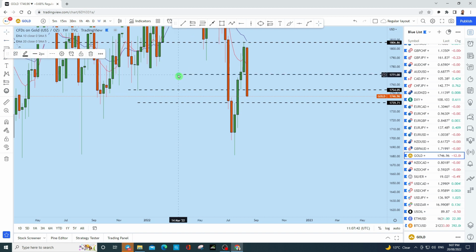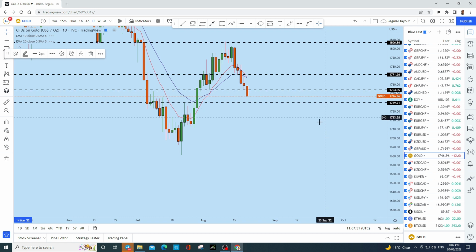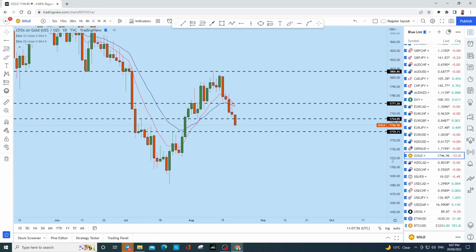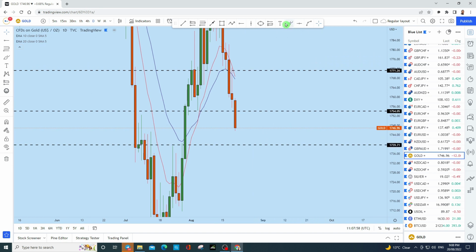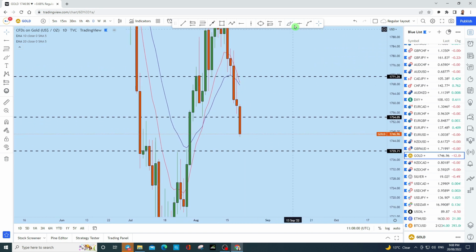Now let's look at how this resistance will play in this market. Looking at the daily time frame, these are the two levels that I will be waiting for a potential shorting. This is the level that I am expecting gold will probably come to this zone first, and then it might go to this zone, or might go to this zone, and then could drop again.